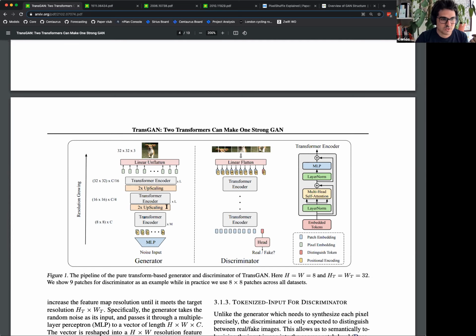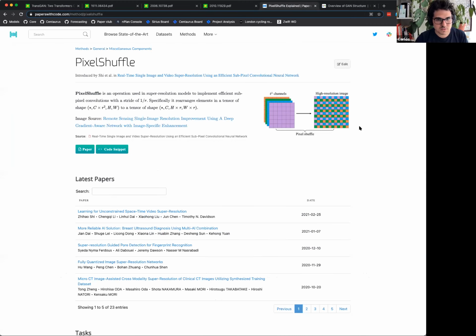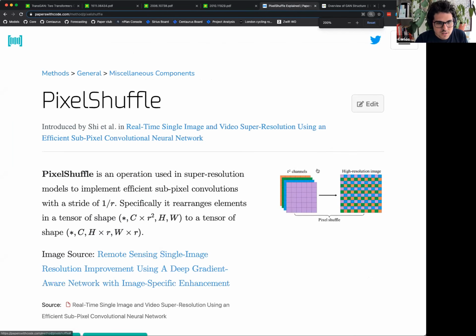And what you do then is you do an upsampling using this pixel shuffle technique. So let me see if I can zoom in. Okay, it doesn't really zoom in very much. Can you see this image? Can someone tell me? Yes.